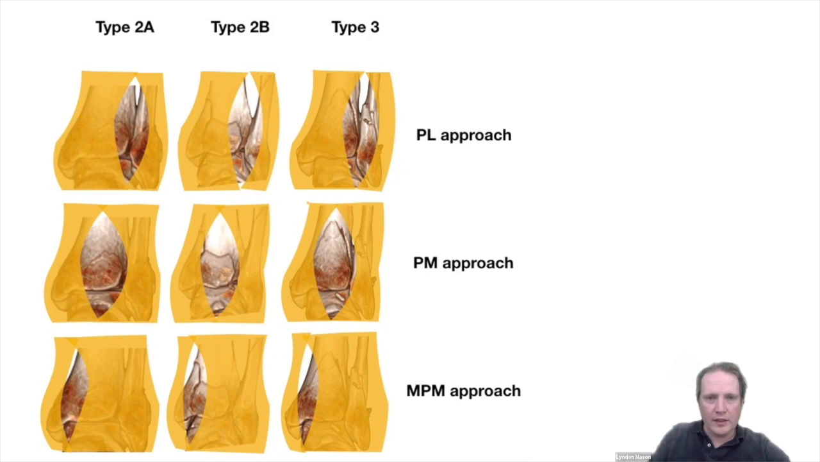And this is a diagrammatic representation. As you can see, the posterolateral approach can get to these fragments. And with your posteromedial, you can get to these two fragments, but can't get to the fibula. And similarly, you can get to a type 3 very easily. The medial posteromedial gives you very good access to the medial aspect, but doesn't allow you to access the fibula or the posterolateral. So how do we do it?